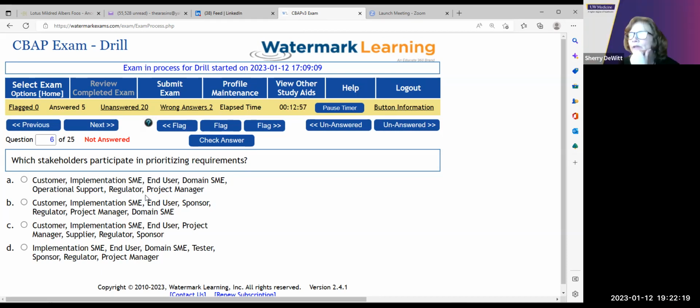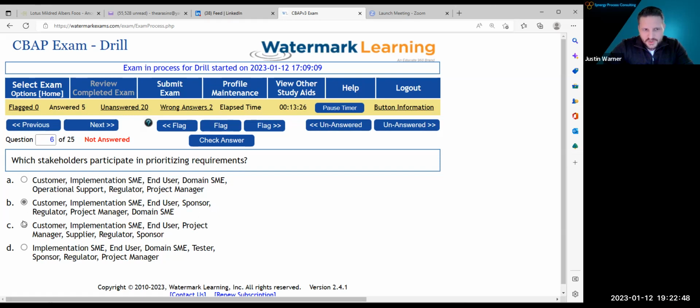The BABOK says the implementation SME helps prioritize requirements because of the order in which they have to be implemented. Okay, not C because it has supplier. So supplier you think is not a valid one? I think so. Correct. So what do you think is the valid one according to the BABOK? I think B is the best answer because project manager is moved up higher than what A has. A has end user though.